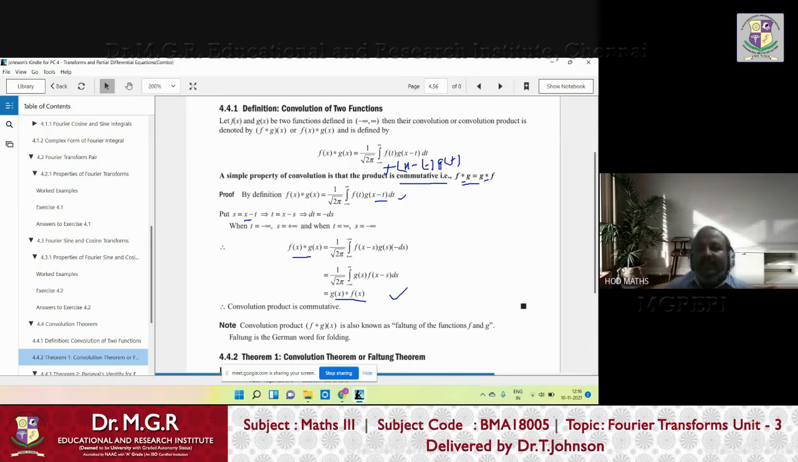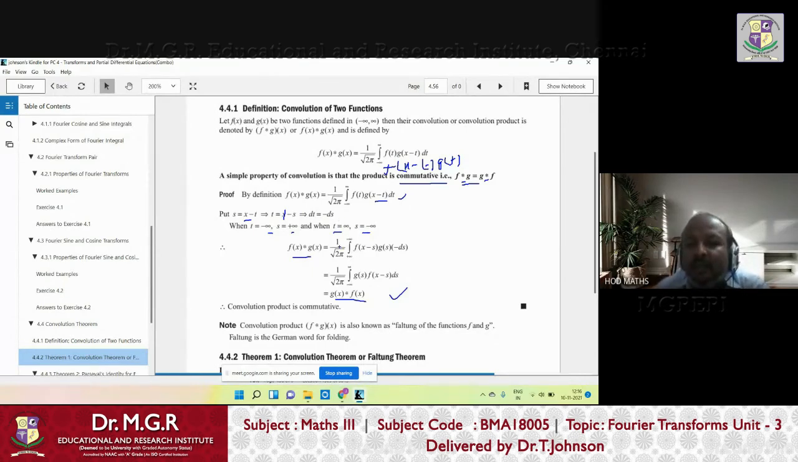Here t is the running variable. So whenever t is minus infinity, s becomes plus infinity, because t is minus s. Don't bother about x; it is something like a constant. Whenever t is plus infinity, this becomes minus infinity, because t equals x minus s, right? And whenever t is negative, s becomes positive. Similarly, dt equals minus ds.